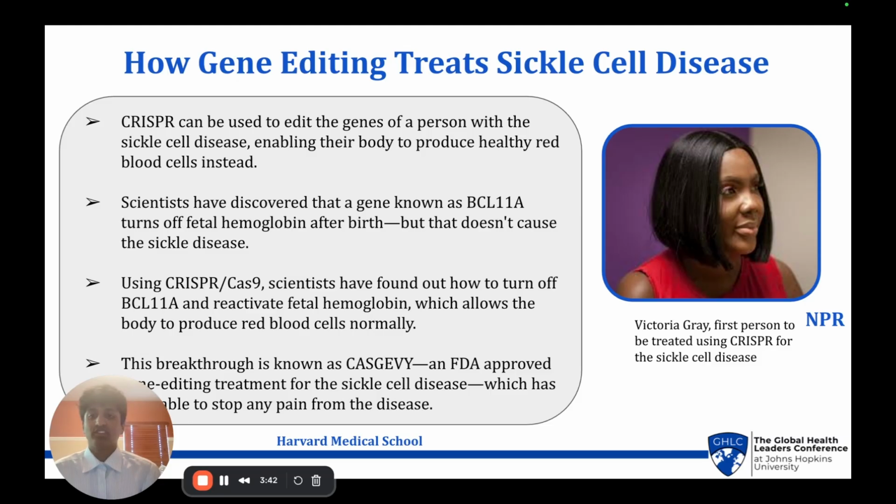This breakthrough, known as Casgevy, an FDA-approved gene editing treatment for the sickle cell disease, has led to effective treatment which reduces the pain of the sickle cell disease. For example, a person known as Victoria Gray was one of the first people to be treated using CRISPR for the sickle cell disease, and it effectively worked.